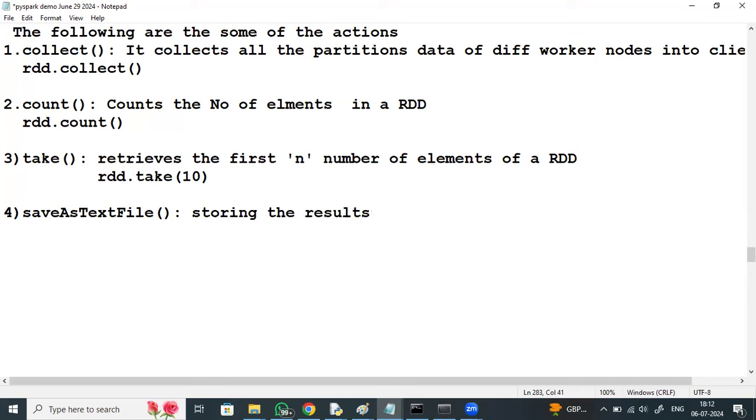Storing the results of a computed RDD into HDFS.